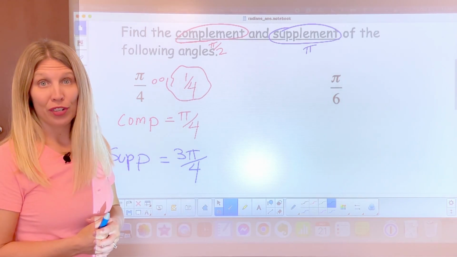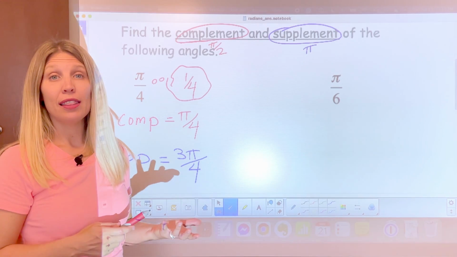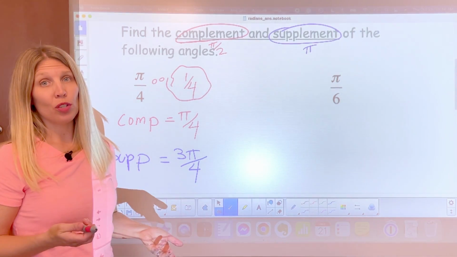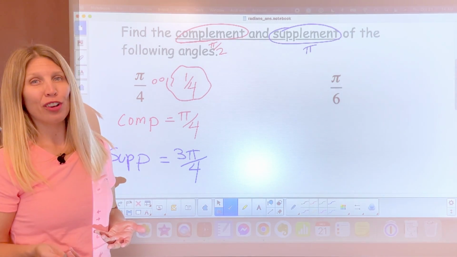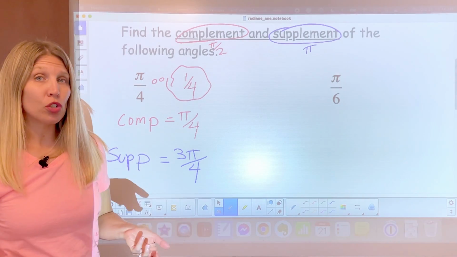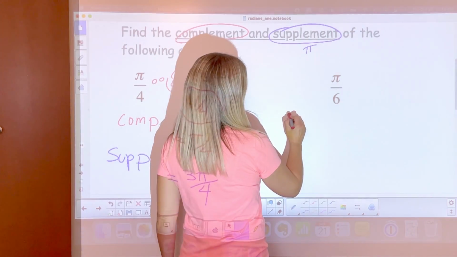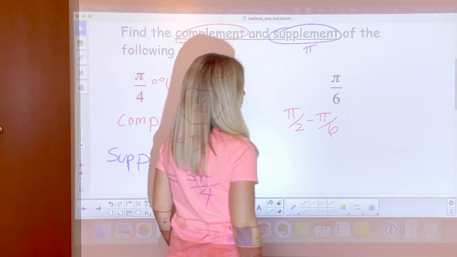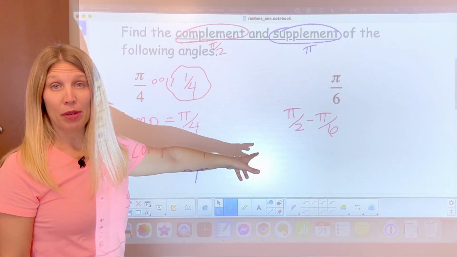Let's try it with pi over 6. Again, for the complement, they need to add up to pi over 2. So for this one, you may want to remember how to subtract fractions, or you can think about it mentally, whatever works best for you. I'm going to show you 2 different ways. You could do pi over 2 minus pi over 6, right, and get common denominators.